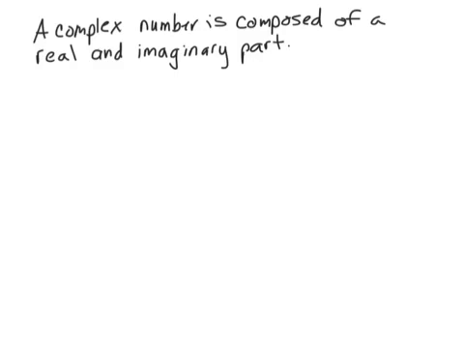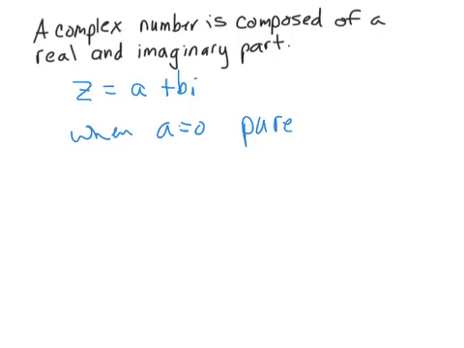So a complex number is composed of a real and an imaginary part. It's not always just completely imaginary. So here's the standard form that we use. Sometimes we represent a complex number by the letter z. z is equal to a plus bi. So when a is 0, the number is purely imaginary. So everything is i. And when b is 0, then the number is real.